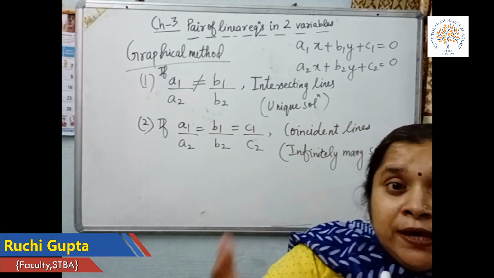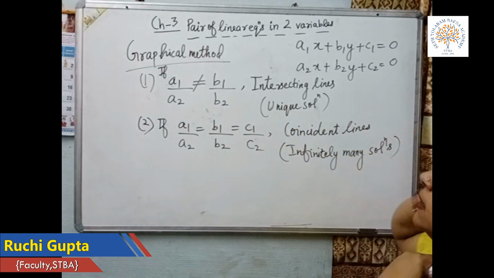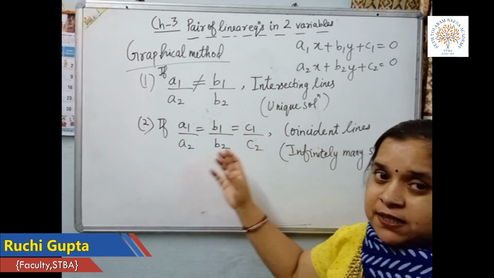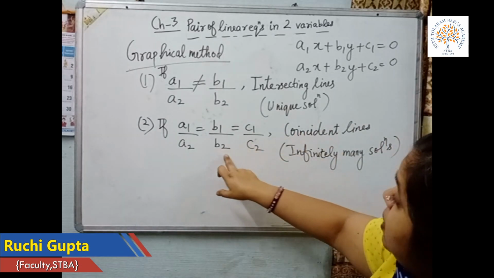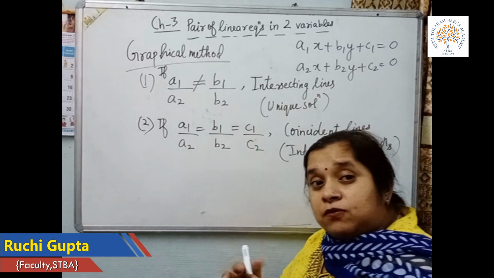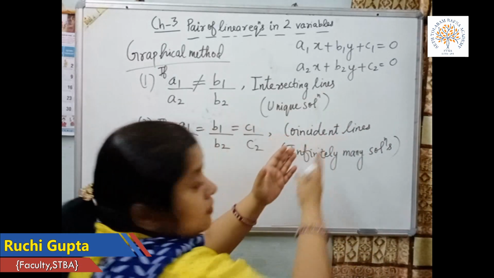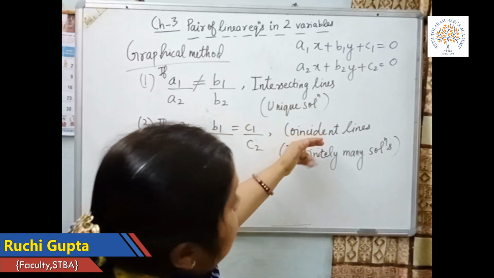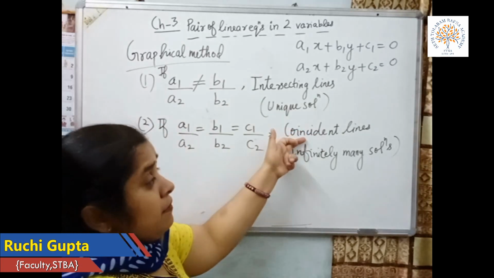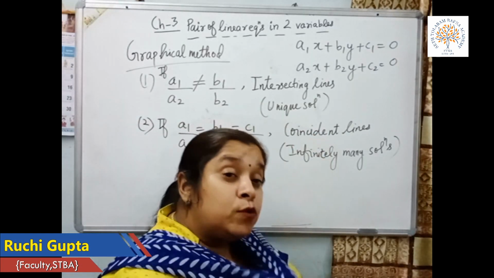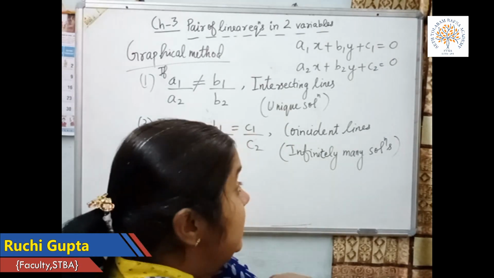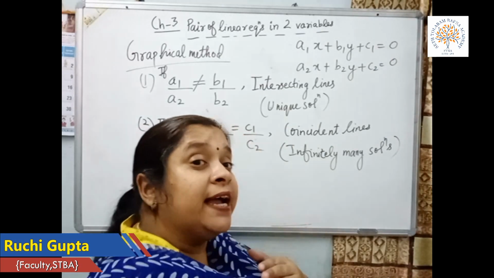Now you are thinking, what are coincident lines? Coincident means coincide. It means they are the same lines. The two equations are the same. Both the lines are on each other. This word coincident you have read in class 9th in congruent lines also. It means they coincide with one another.